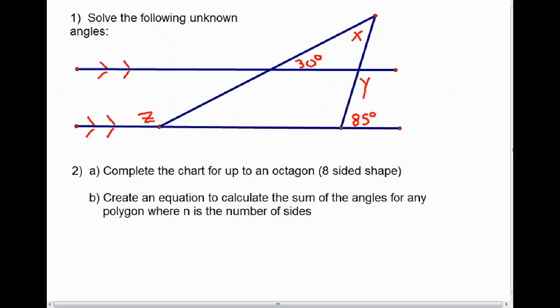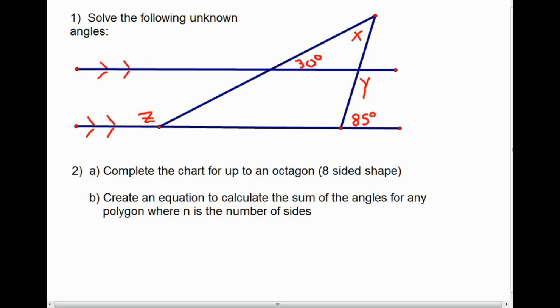So to finish off our lesson on angles and polygons, I'm going to ask you to answer a couple of questions here. So the first one there, we have a diagram where there's a couple of things going on. We do have a couple of parallel lines there. So we've got some transversals. We also have some triangles in that shape. So the question there is to solve x, y, and z on that picture.